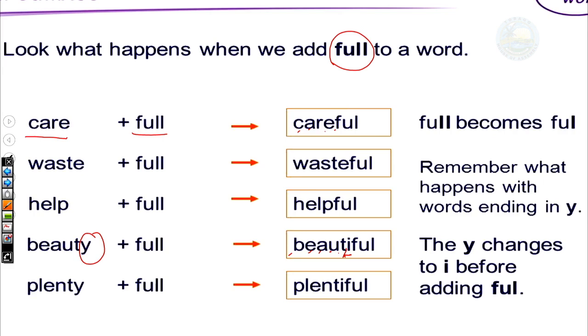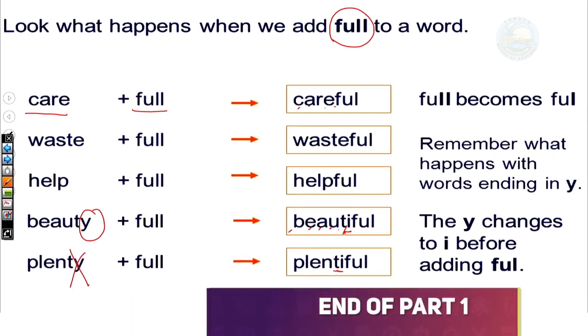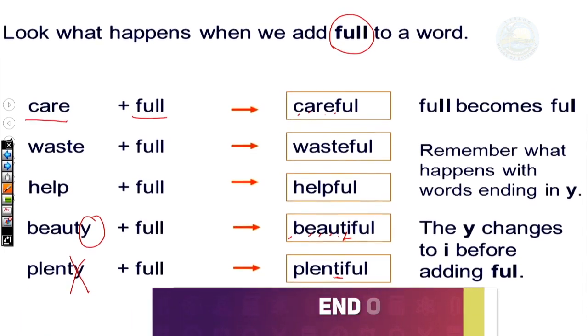Plenty. If we want to add full to the word plenty, again, plenty ends with the letter Y. What must we do? Two changes we have to make. First, we change the Y to an I. And then, what must we do? Yes, the word full at the end will have one L. So we change a Y to an I, and then we add the suffix full. And when we are adding the suffix full, there is only one L.